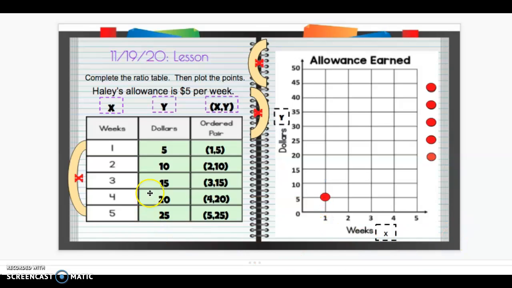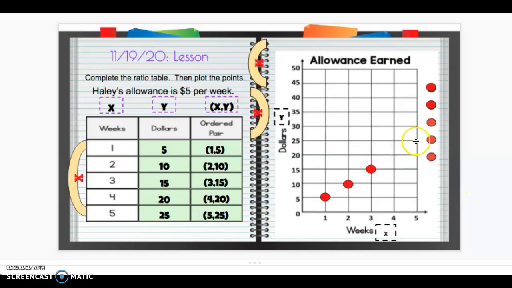Okay. Then I have 2, 10. So I will take my dot. I will walk to my 2 and fly to my 10. I'll take my dot. I'll start at my point of origin. I'll walk to my 3, fly to my 15.